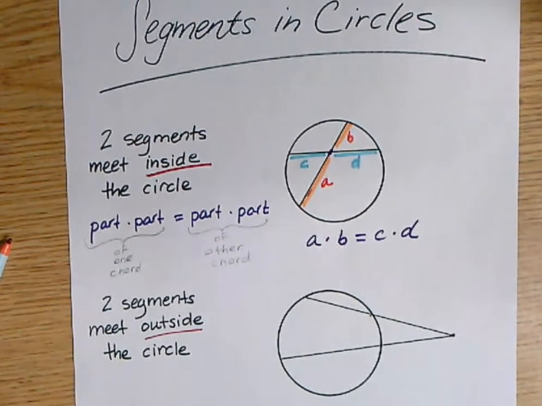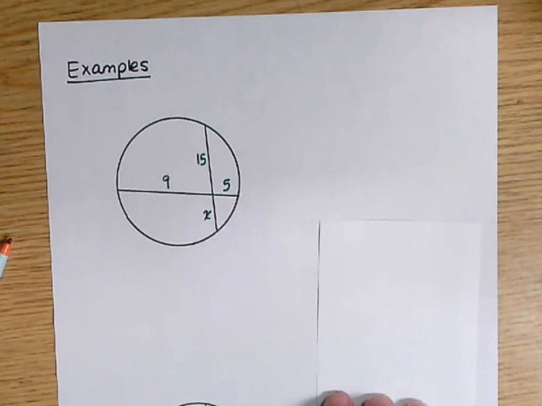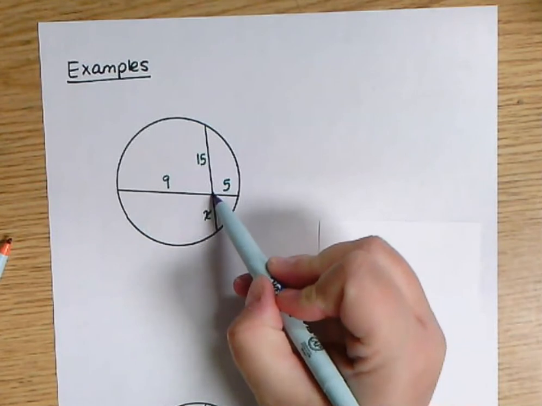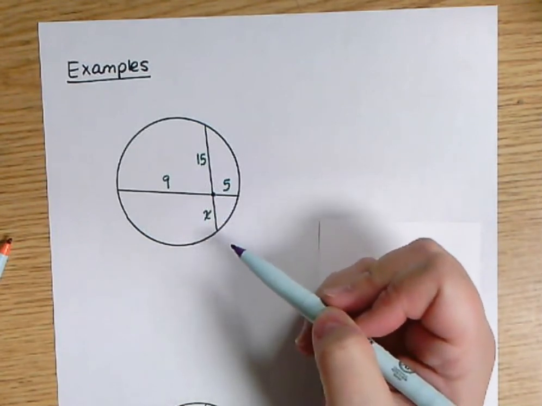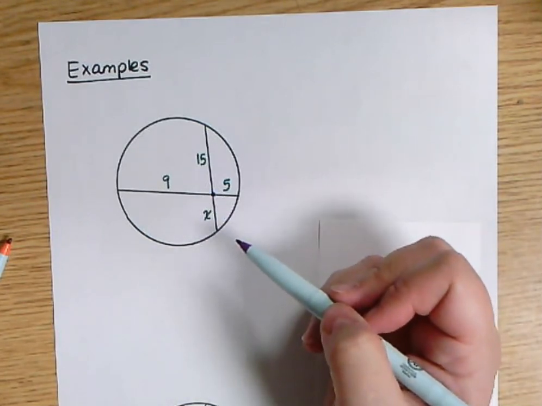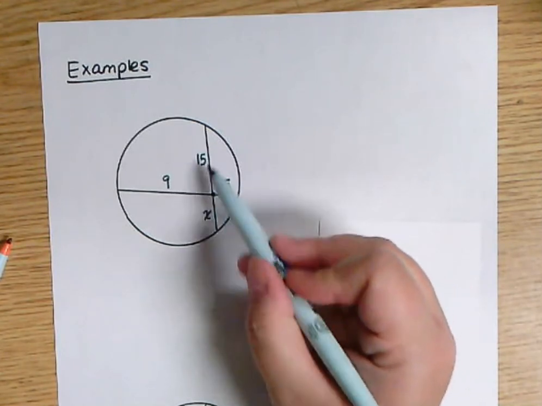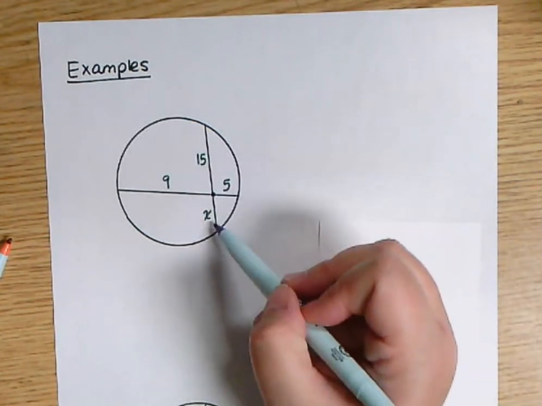Okay, we're going to come back to that in a second and do some examples with that. Actually, let's go ahead and do it now. First example, I have two chords. They meet somewhere in my circle, and we're never implying that they have to meet at the center or anything like that. They can meet anywhere. They meet somewhere in my circle, and I know parts of the lengths of these pieces, but one's missing.